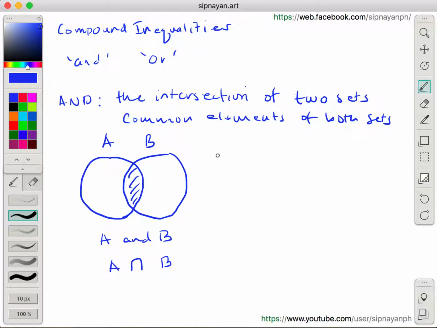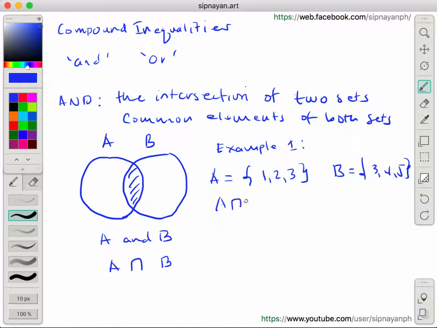So, let's have an example to make it concrete. For example, if we have set A equals 1, 2, 3, and a set B which is 3, 4, 5, then A intersection B, I think it's obvious. What is the common element? What is the intersection of the two? It's 3. So this is your common element.